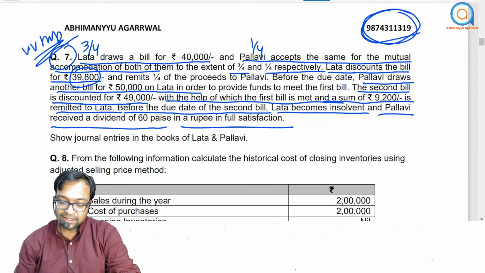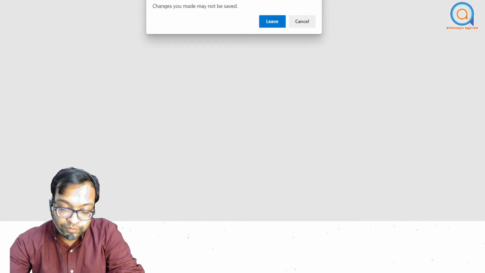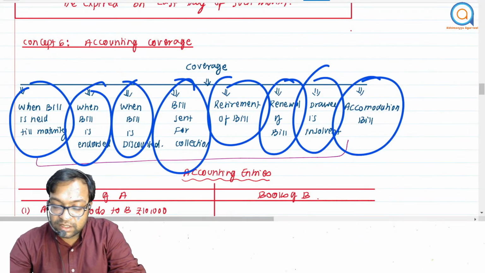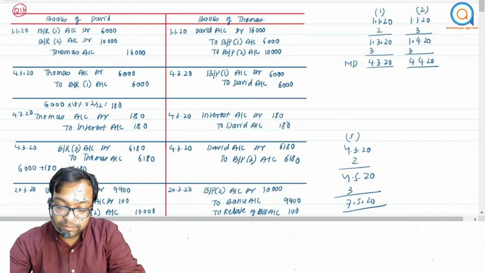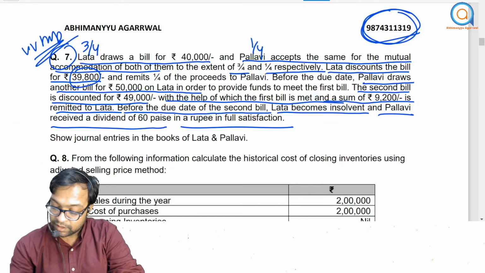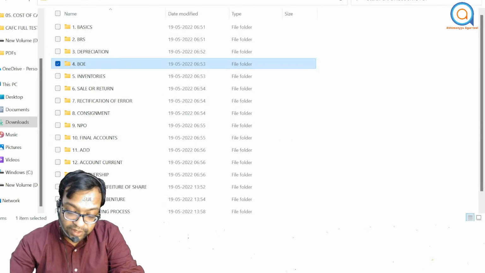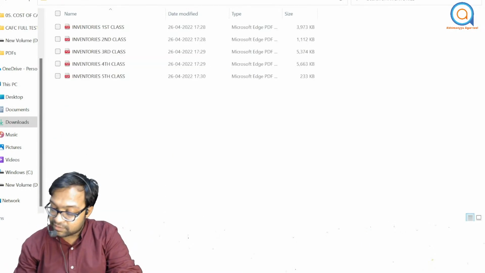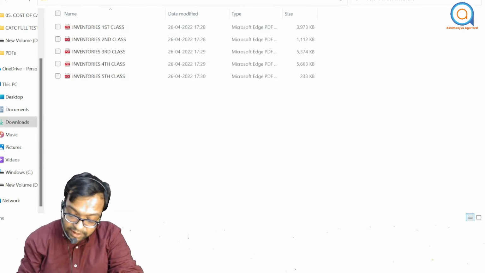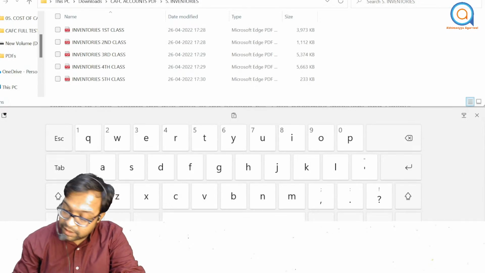This is done. Now I think we should revise a new chapter. So which one? Inventories will be fine, I think. Inventories, sir. Okay, let me go to the inventories chapter. Where is inventories? When I taught in class, these were the notes that I was using there. Control A, enter.